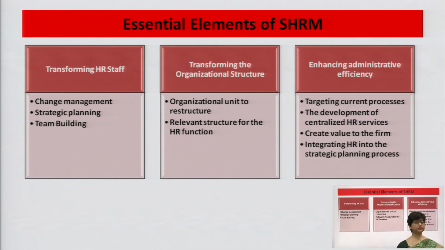Apart from that, when we talk about administrative efficiency, targeting the current process is the most important factor that the HR team needs to focus on. A lot of improvement can be made in the existing process. Ultimately, the improvement will only be possible if the employees are made aware of what the current process is and how they would like to improve it.